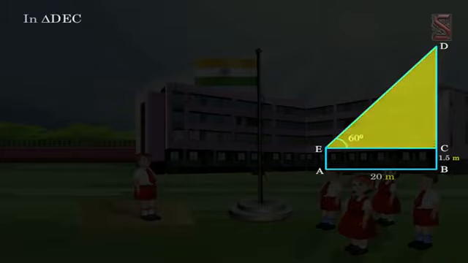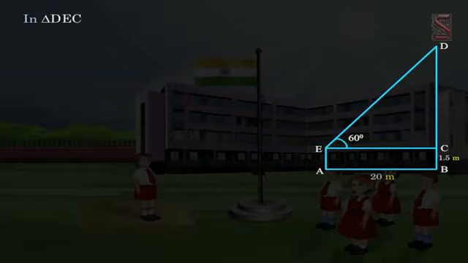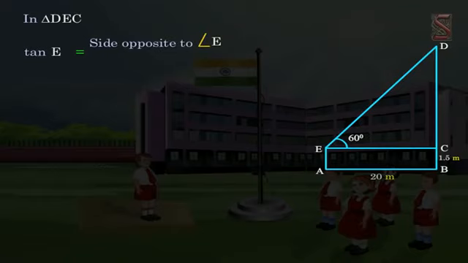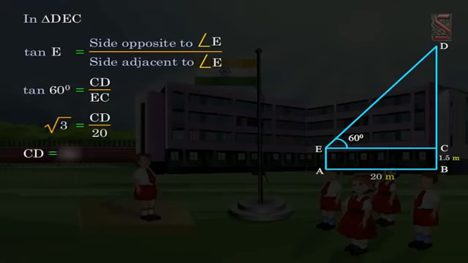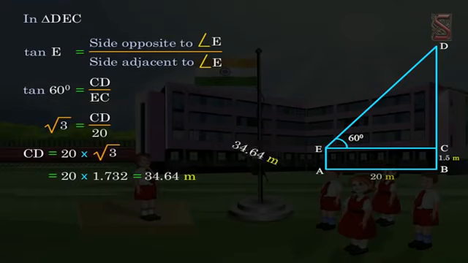In a right angle triangle DEC, as we know, tan E is side opposite to angle E by side adjacent to angle E. Hence tan 60 degrees is equal to CD by EC. Value of tan 60 is root 3 and EC is equal to 20 meters. So CD is equal to 20 into root 3, and that is 20 into 1.732, which is equal to 34.64 meters.